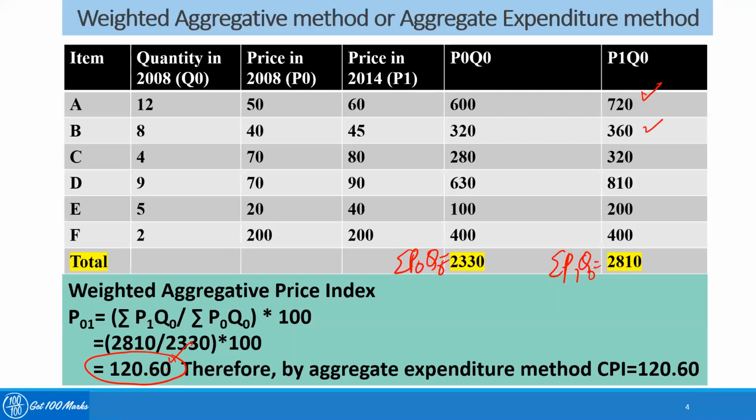Now this method also has a problem. Some of you might question why the quantity of the current year is not used. Because the family might have increased its consumption or might have reduced its consumption. So Q1 is not in the picture. That's why this method is also not foolproof, but it is also used a lot.